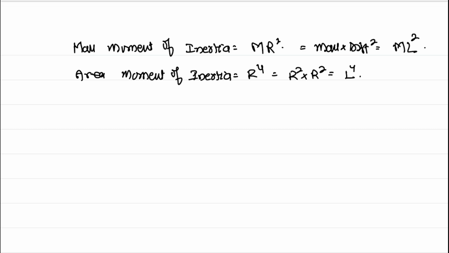Whatever the context that is given in the examination, if it is given mass moment of inertia or simply moment of inertia in physics, then you can take mr square. If it is specifically given as second moment of area, then you have to take L to the power of 4.